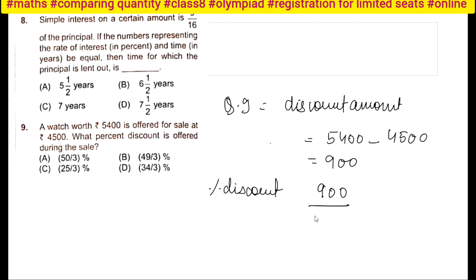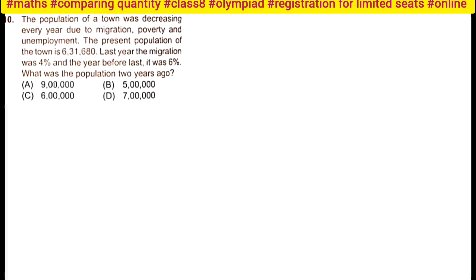So it will be 900 upon 5,400 into 100. Cutting the zeros, I will get 100 upon 6, or I can say 50 by 3%, right? So 50 by 3 is option A. Okay, see what they are asking.